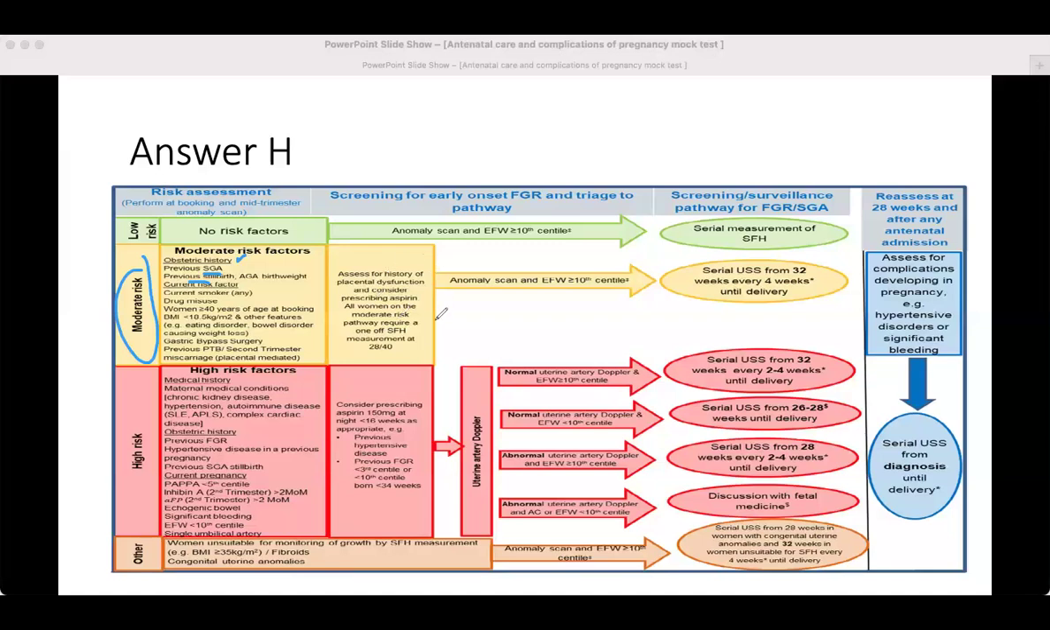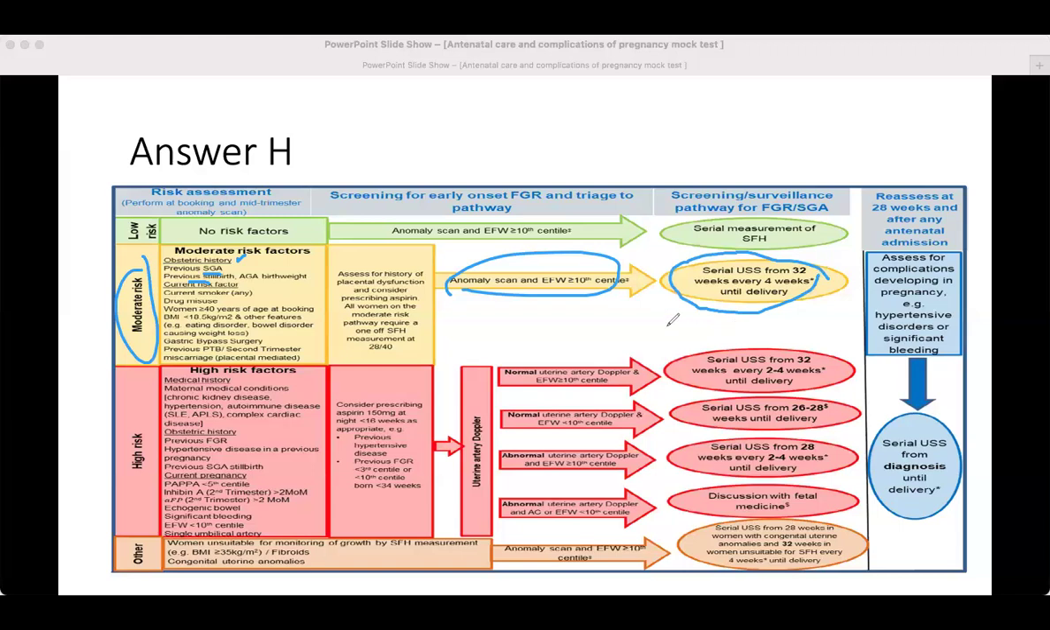And the advice is that we do an anomaly scan and check the fetal weight. If the anomaly scan and the fetal weight are normal, it's fine. So we will commence serial ultrasound checks from 32 weeks, every 4 weeks until delivery. Correct?